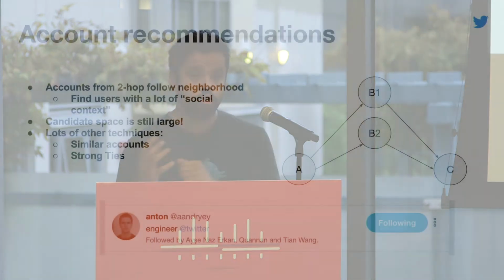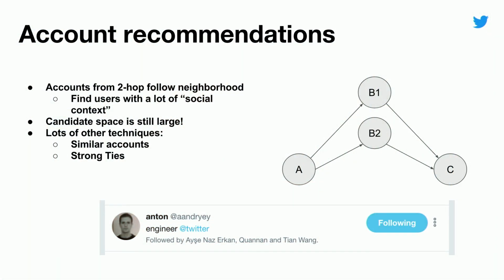For account recommendations, your 2-hop follow neighborhood is an important source of candidates that we want to recommend to a user. In this graph, it's good to clear this terminology up front. A is the user who we are recommending content to. A follows the users B1 and B2, who in turn follow C. And C is the candidate recommendation. We call B1 and B2 your social context. So basically, we are seeing who are the people that the people I follow follow.